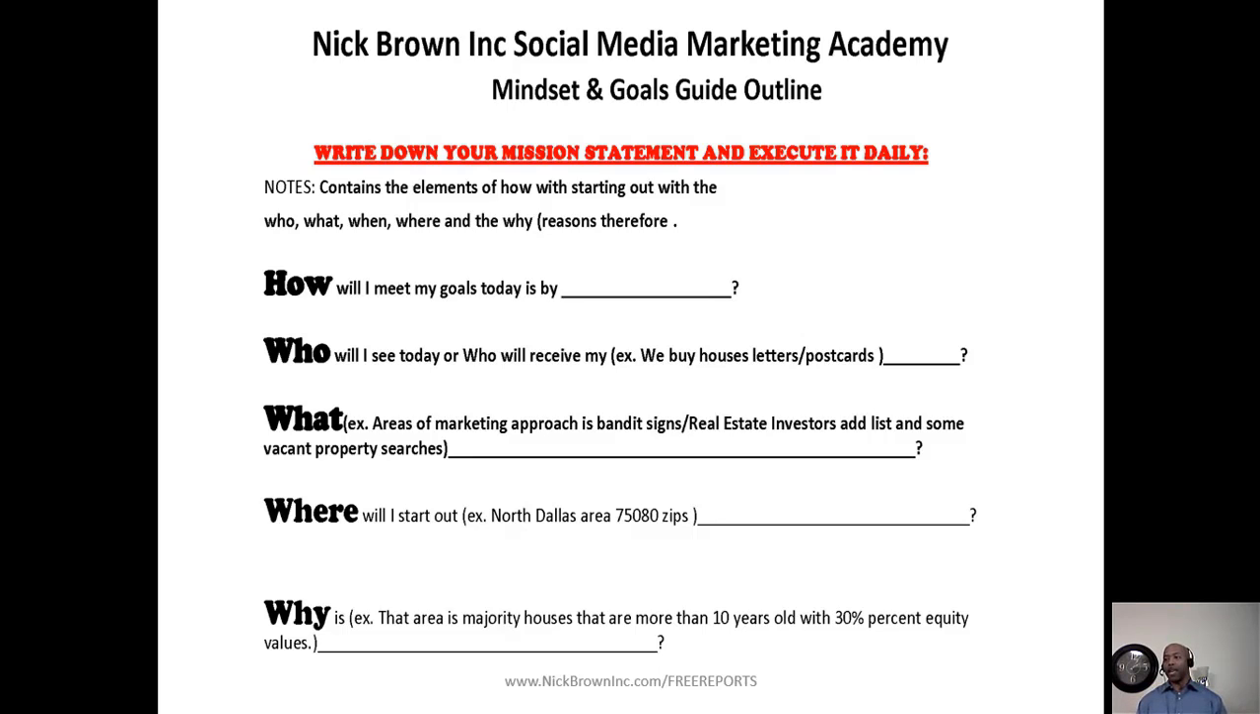Why? Maybe there are more vacant properties in that area that I can focus on, that I know are vacant, that have been vacant for a while, that I want to focus on. That's it. And I want to add this to my software to find the comps on that property. Let's just say PropStream, okay? So why? Here's the example. That area is a majority of houses that are more than 10 years old with 30% equity. You can write that, okay?